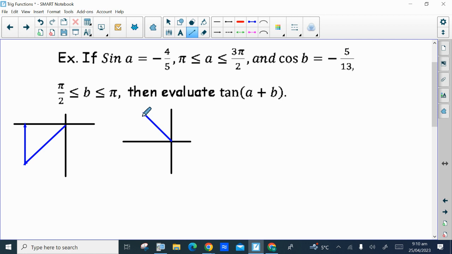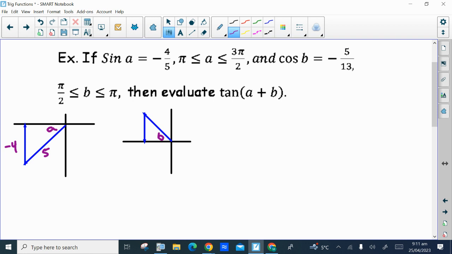So we draw our reference triangle by drawing a line straight to the x-axis. And again, angle A is in the third quadrant between pi and 3 pi on 2. Angle B is in the second quadrant between pi on 2 and pi. And the sine of A, and sine is opposite over hypotenuse, is negative 4 over 5. Remember, the hypotenuse is always positive. The 4 is negative because you're going downwards from the x-axis.